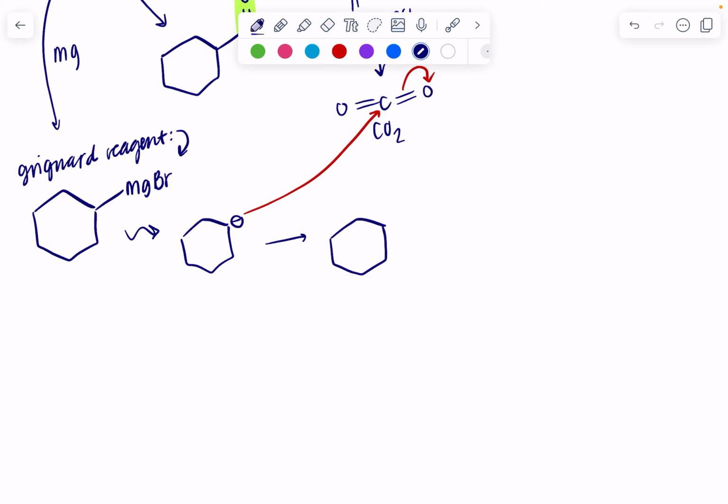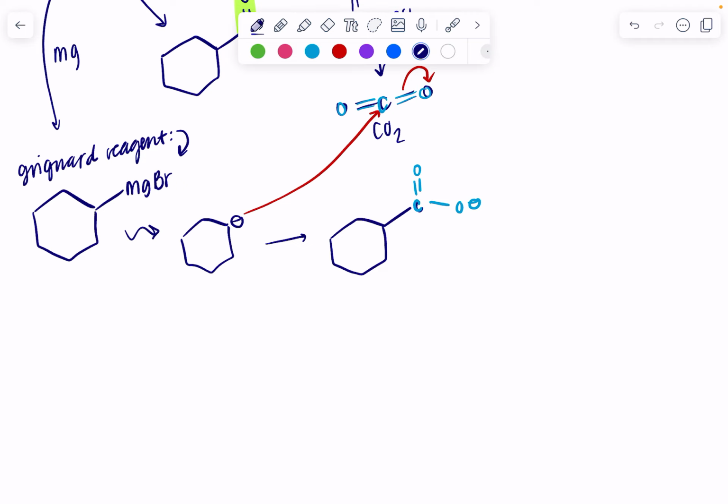So we're forming a bond. If I'm just looking at this arrow here, that's going to be this bond to carbon. Here's my carbon from my CO2. So if I wanted to just color code the CO2 so we can keep track of where it is, here's my C, here's my O, here's my O minus.